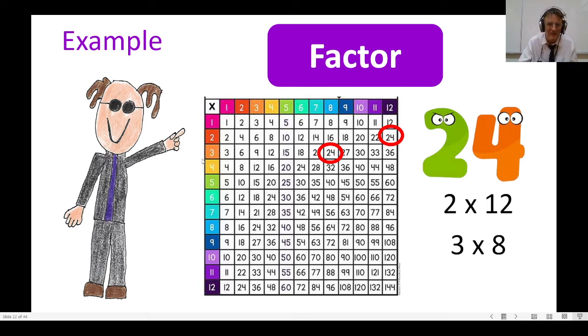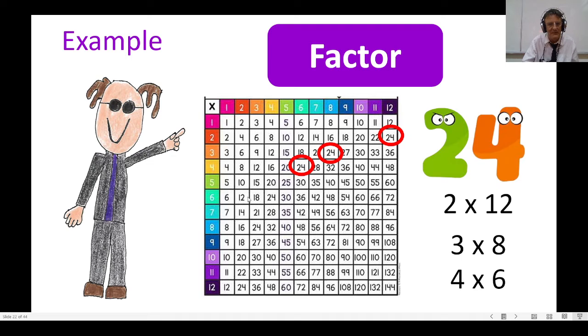Okay, so we go along to number 4. And we go along, along, along. Oh, look, 24. So 4 times 6 are factors of 24. So now we have 2 times 12, 3 times 8, and 4 times 6 being factors of 24.